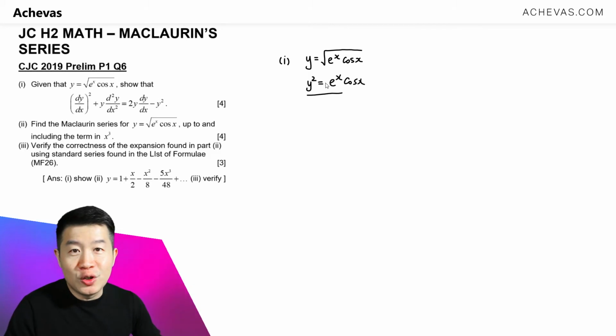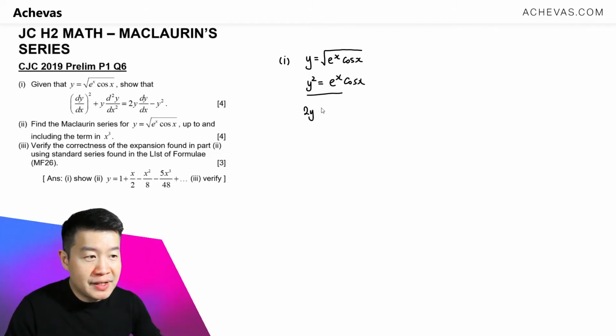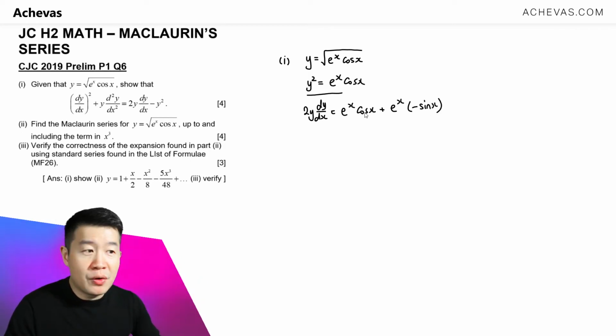And I believe that this is going to be easier for us to differentiate because on the left-hand side, applying the implicit differentiation, we have this. And on the right-hand side, applying the product rule, it is going to be e to the power of x cosine x. Differentiating this, this one let it remain constant. Then plus e to the power of x, differentiating cosine x gives us minus sine x.